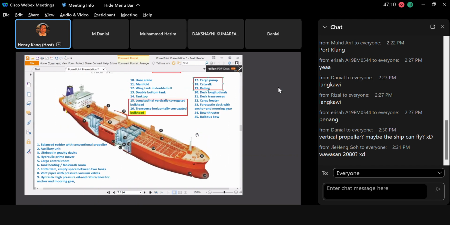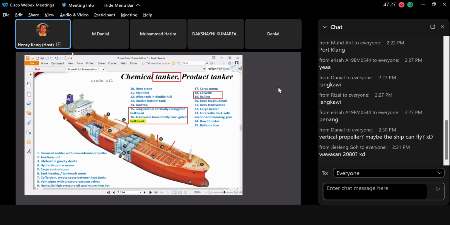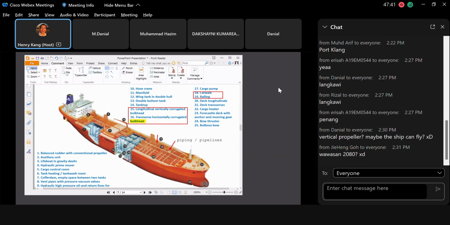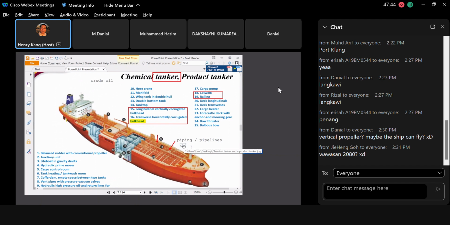Anyway, I cannot see 17 clearly here. But you can see they have a lot of piping. I would like to say there is lots of piping, or pipeline, on the deck of the ships. A lot of piping on the tank deck surface, on the ship deck.